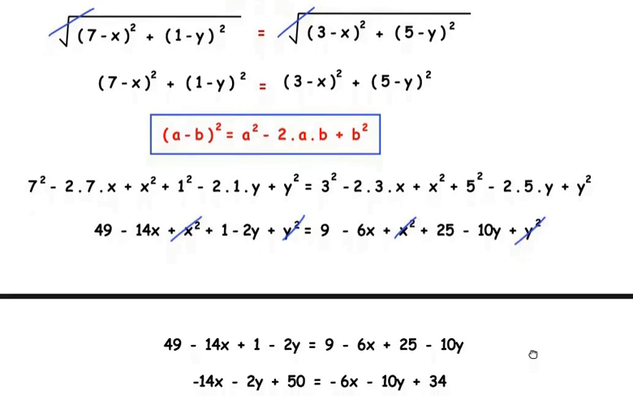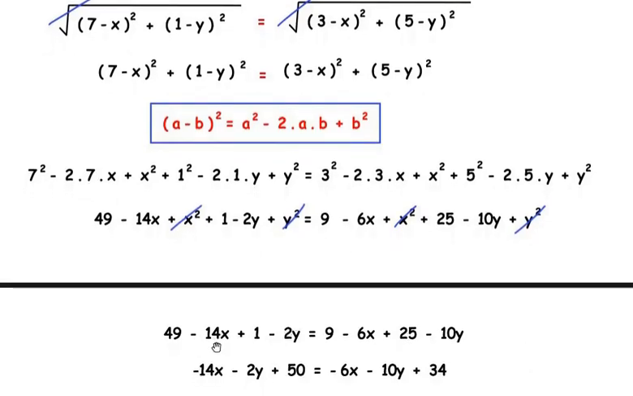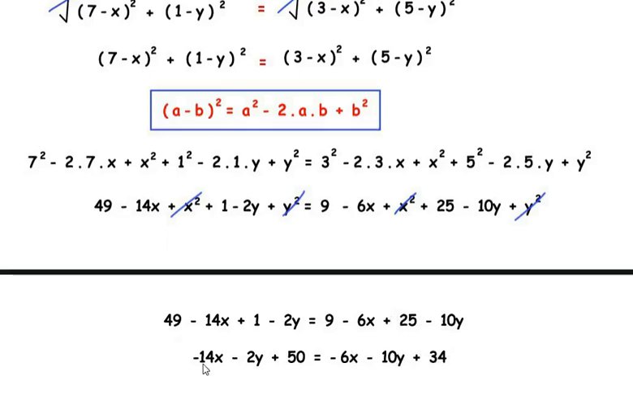Now let us collect the like terms. So on the left hand side we have negative 14x minus 2y. Now 49 plus 1 gives us plus 50 is equal to negative 6x, negative 10y. Now 9 plus 25 gives us plus 34. Now in the next step, we are going to take negative 14x on the right hand side and the remaining two terms on the left hand side.